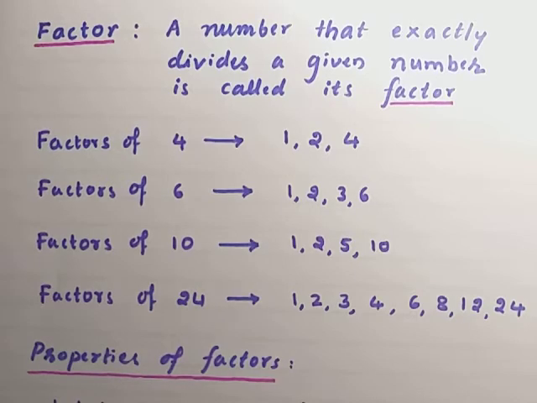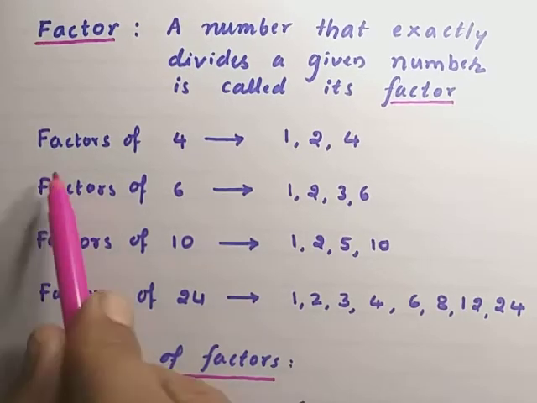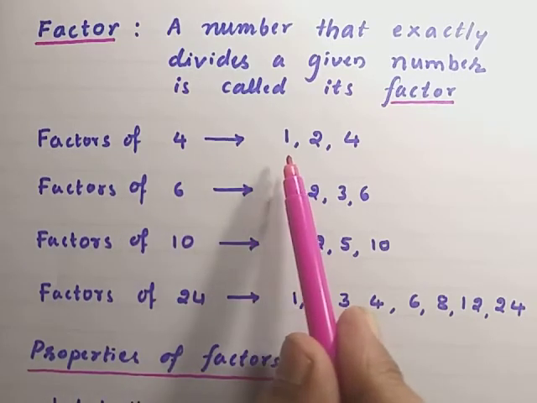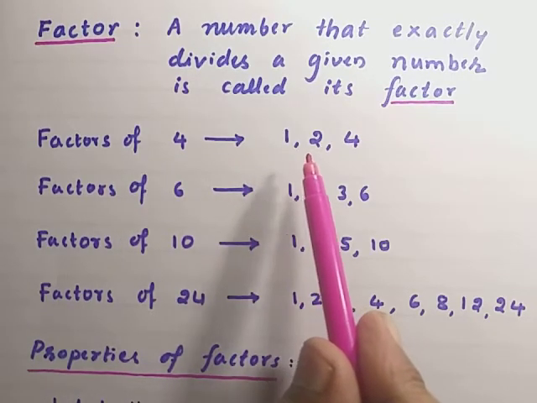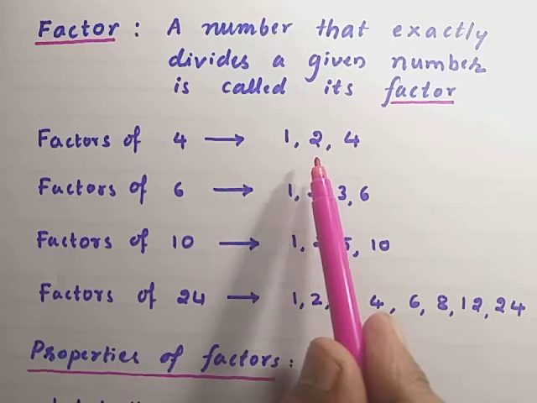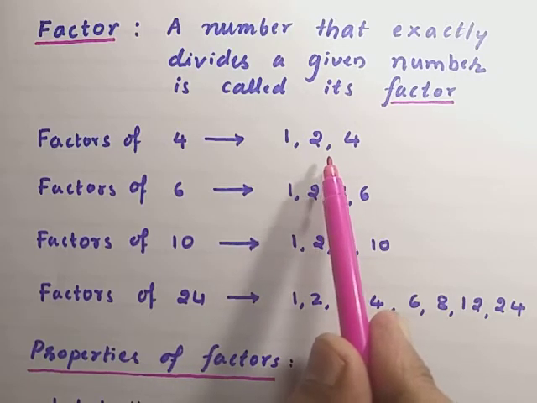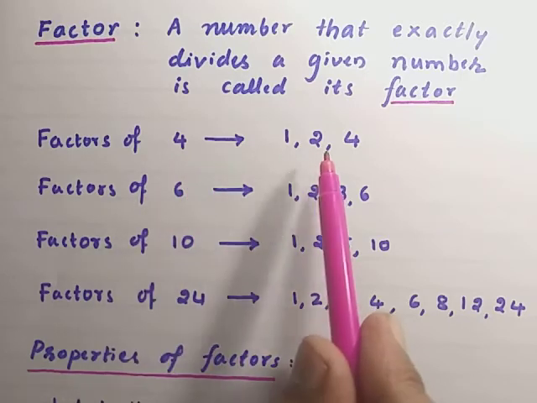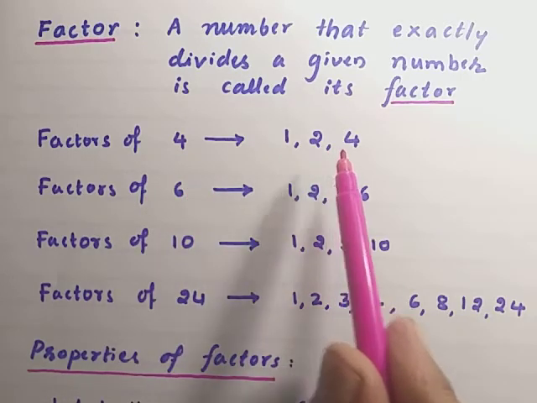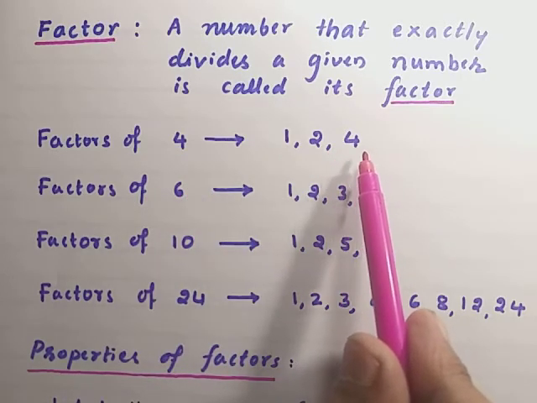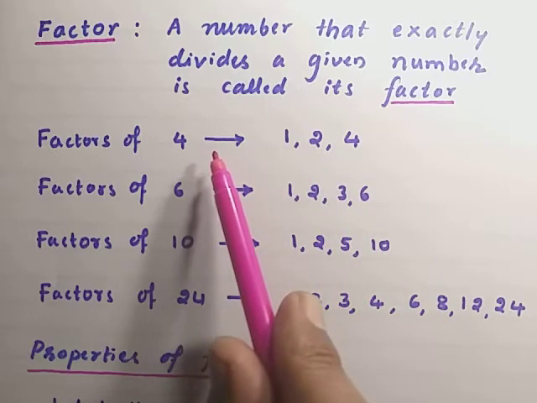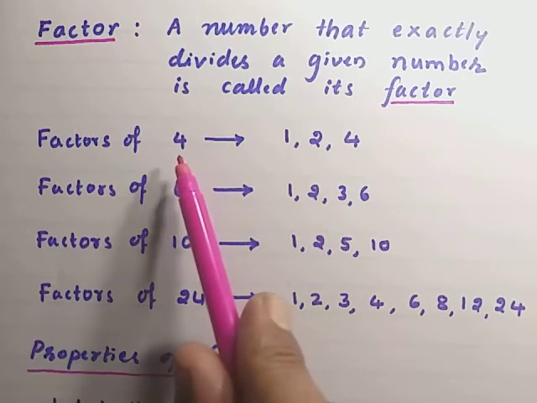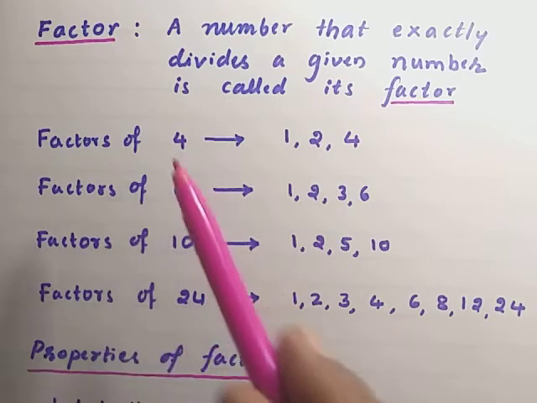For example, we shall now take factors of 4. 4 is divisible by 1, divisible by 2, but not divisible by 3, and hence 3 is not a factor of 4. Hence it is not written here. And 4 is of course the factor of 4. Therefore, 1, 2, 4 are the factors of 4.